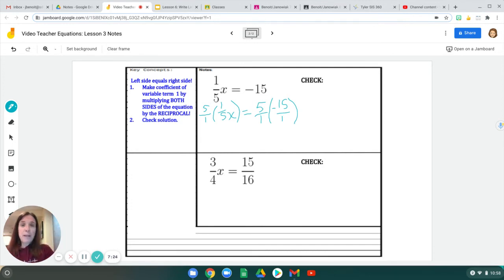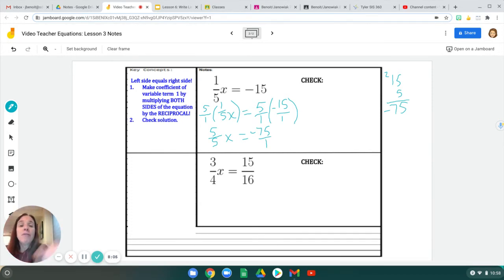All right, now if I don't do my cross simplification, but just multiply across, 5 times 1 is 5. 1 times 5 is 5. So I have 5/5x equals, numerators here, 5 times -15. I may have to do some side math here, so I'll go over here. 15 times 5. 5 times 5 is 25, carry the 2. 5 times 1 is 5 plus 2 is 7. And that would be negative because one of them is negative. So -75/1, because the denominator is 1 times 1 is 1.